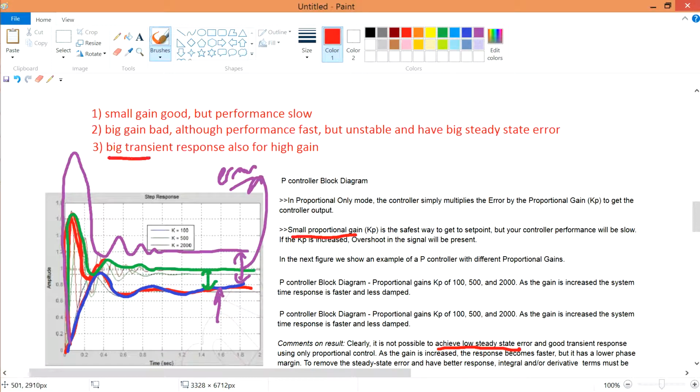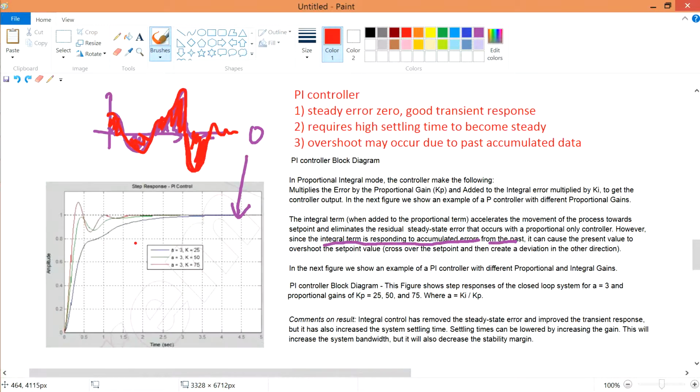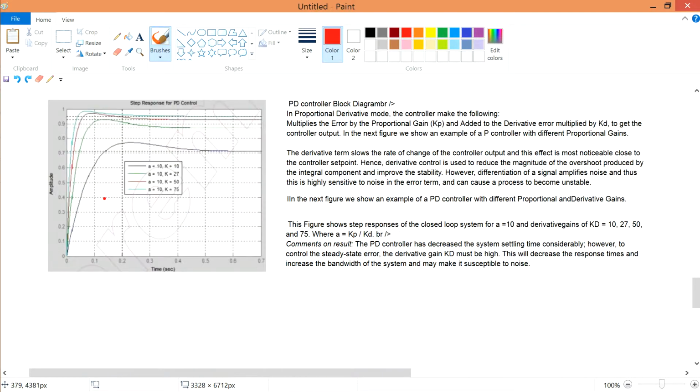But before I go to the PD controller, I'll just say that for the pure proportional controller, big transient response also for high gain. Because we have just discussed that the response from a proportional controller is very oscillatory, comparatively to your integral controller or PI controller, where at least the oscillation is very minimum. Okay, so now let's go to PD.